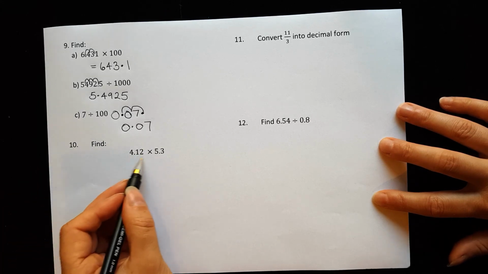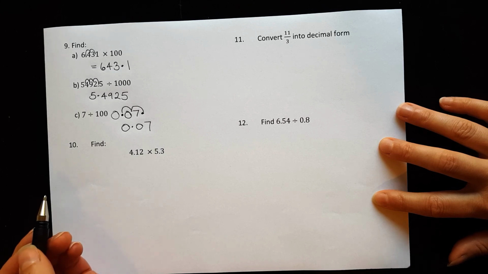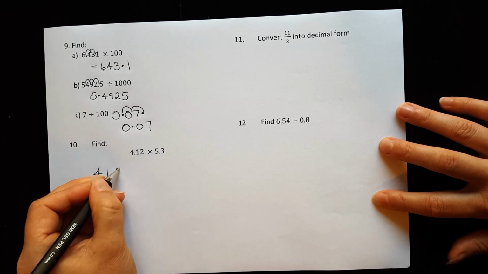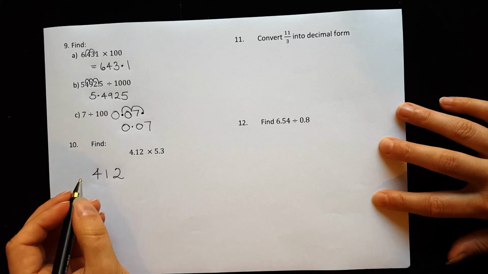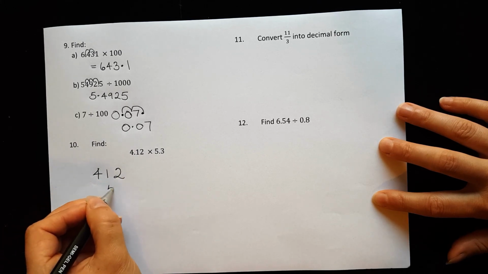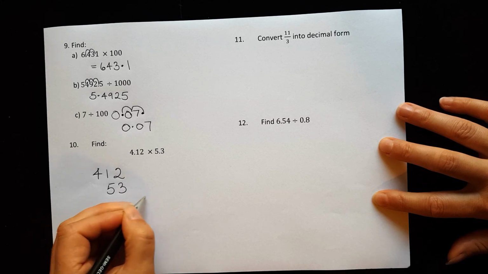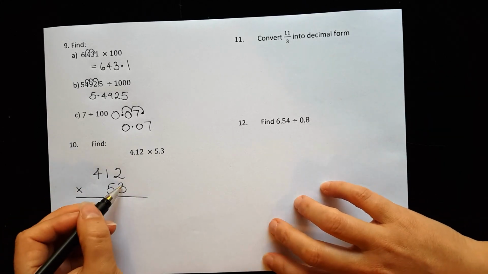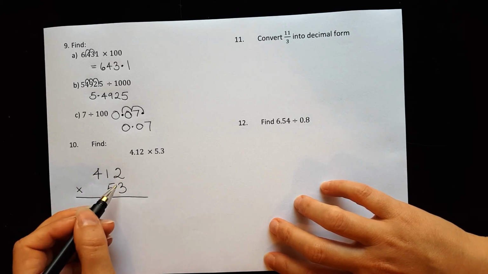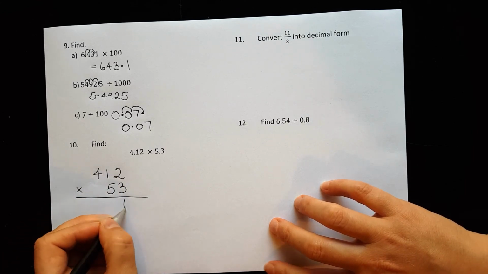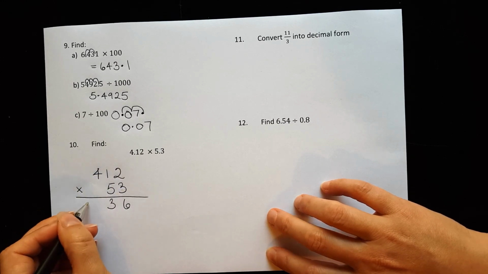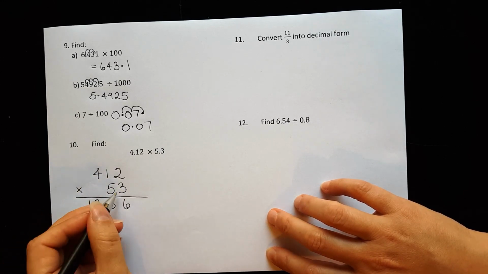Question 10, we are multiplying decimals. So the easiest way to do that is just to write down your numbers without the decimal places. So let's change that to 412 and 53 and do a multiplication with that. So first of all, to multiply, we multiply the 3 by everything up here. 3 times 2 is 6. 3 times 1 is 3. 3 times 4 is 12. Okay, the 3 is done.